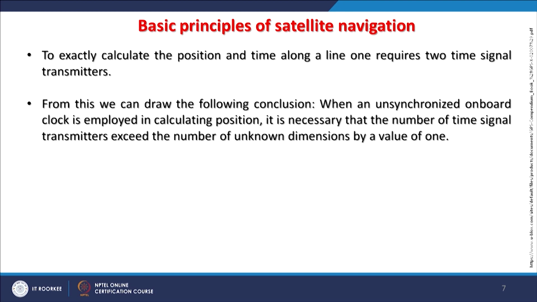And from this we draw the following conclusions: when an unsynchronized onboard clock is employed in calculating position, it is necessary that the number of time signal transmitters exceed the number of unknown dimensions by a value of 1. So this is also the pseudo range, and the problem about the clock in our receiver and the satellite is resolved like this in a satellite system.